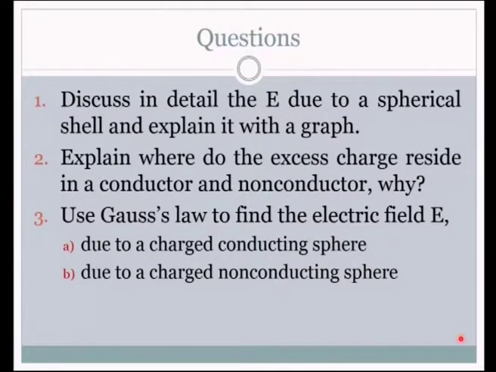It is time for us now to test our understanding of what we have learnt in this lecture. Discuss in detail the electric field due to a spherical shell and explain it with a graph. Explain where the excess charge resides in a conductor and a non-conductor and why. Use Gauss law to find the electric field E due to a charged conducting sphere and due to a charged non-conducting sphere. So, with this I would like to wind up this episode.